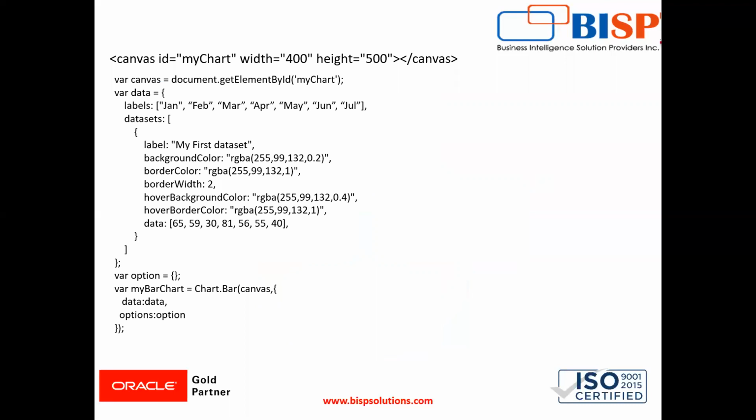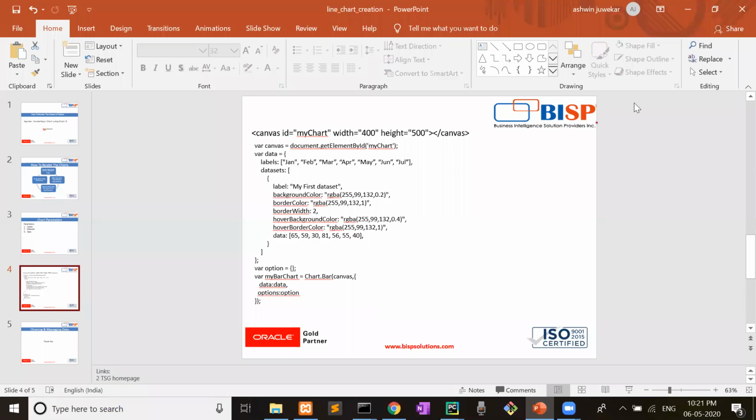See here, this is the normal structure of charts in Chart.js. This is the canvas. It is written in the body tag, and this part is written in the JavaScript tag. I will show you how it works.